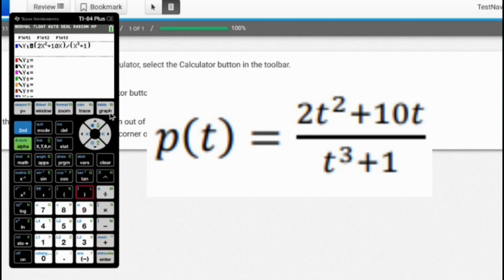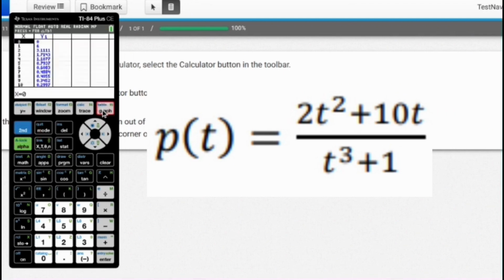All right, hitting graph. There you have it. Now, part number 1 is asking us to find P of 2 and explain your solution in context. Two ways that we could do this. The easiest way to find P of 2 is by hitting second table and going down to 2. That's our P of 2, which is 3.11111. So let's go back to our slides and write out 3.11111.